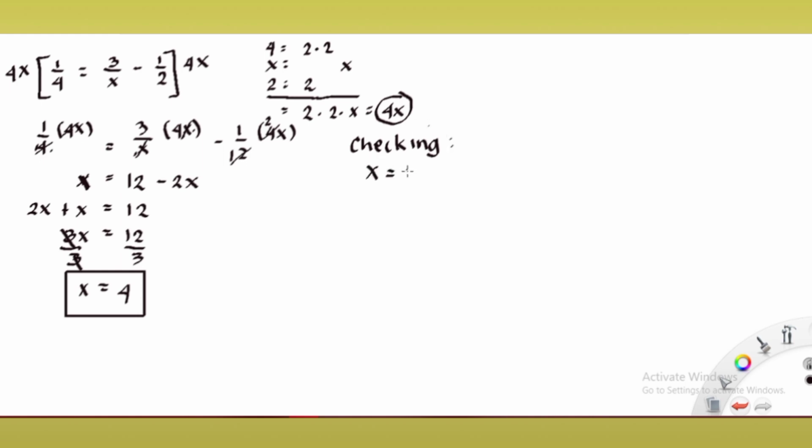Let's check if x equals 4 is a solution to our given rational equation. Copy the equation: 1/4 equals 3 over x minus 1/2. So, the x in the equation, replace it with 4. So, we'll have 1/4 equals 3 over 4 minus 1/2. So, is 3/4 minus 1/2 equal to 1/4?